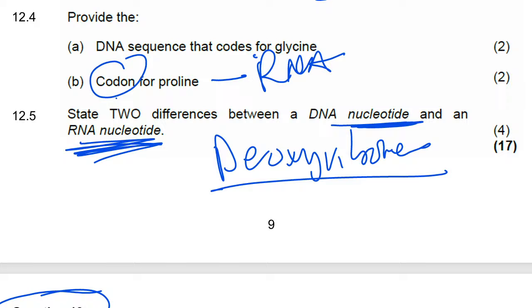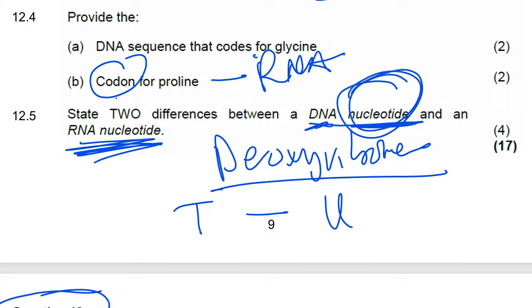DNA has nitrogenous base thymine, while RNA has nitrogenous base uracil. Yeah, so those are the two differences you can talk about when it comes to the nucleotide. They are not asking the whole structure of DNA, they're only focusing on the structure of the nucleotide. And since they said just state the difference, even if you write it in paragraph, it's fine.